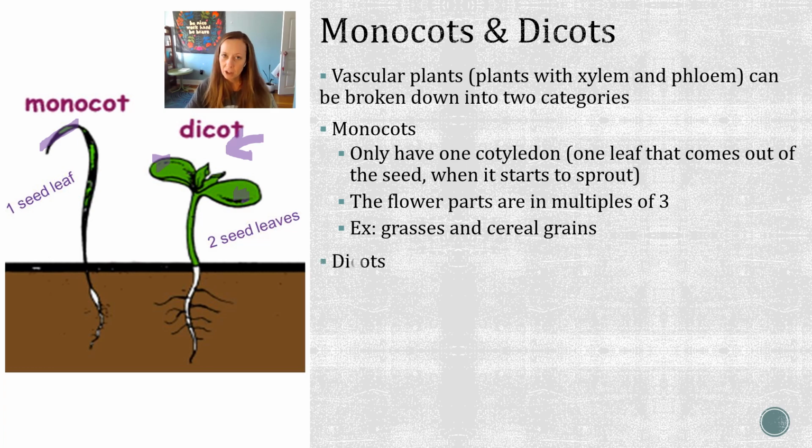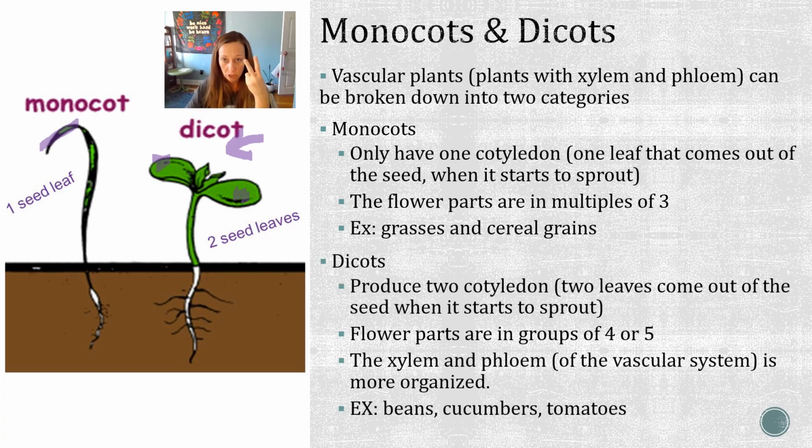Then you have your dicots. Dicots have two cotyledons. The flower parts are going to be groups of 4 or 5. So when you look at the flower, it's going to have 5 or 10 petals, or 4 or 8, but it won't be in threes. The xylem and the phloem, that vascular tissue, is organized where there's one in the center and then around the outsides. Your examples are going to be your fruits and vegetables, beans, cucumbers, tomatoes. Those are all going to be dicots. A lot of flowers are dicots. You can count the petals and see, but just two general types of plants.